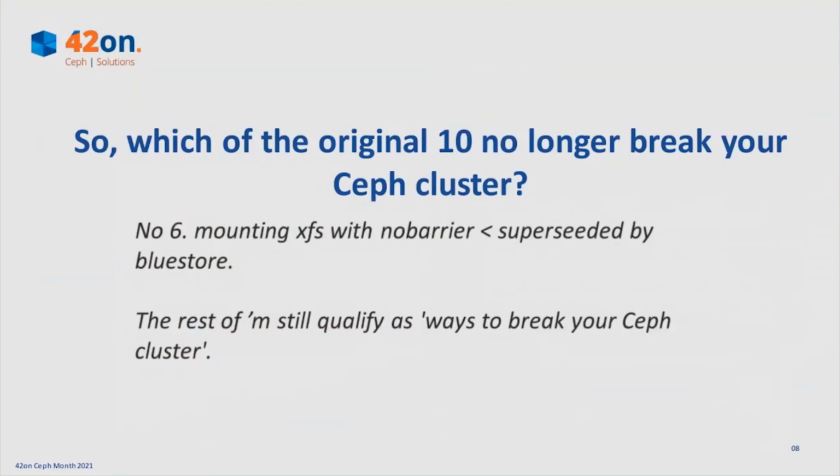So this is the one that is fixed by BlueStore. I think there is work on the way to also improve the autoscaler. So that's also great. But most of them are still ways to break your Ceph cluster.